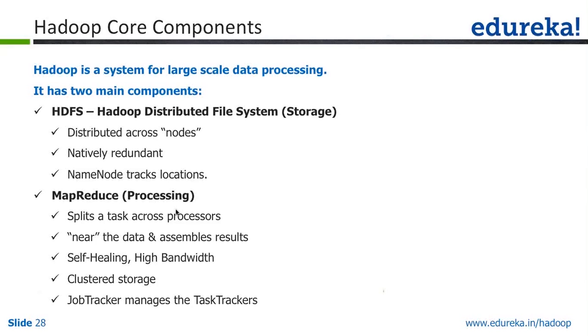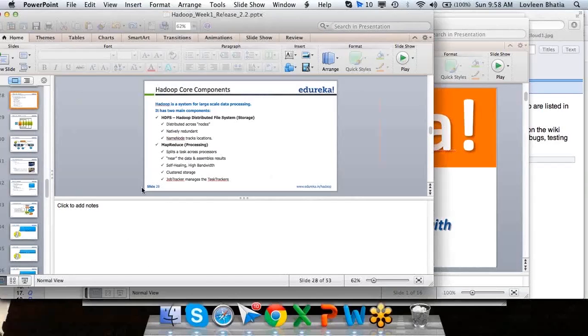MapReduce is a programming model. What MapReduce does is that to analyze your data, you can run your program instead of moving your data to the program. Let me take an example before I explain what MapReduce is. Let me quickly put a blank slide here and give you an example.